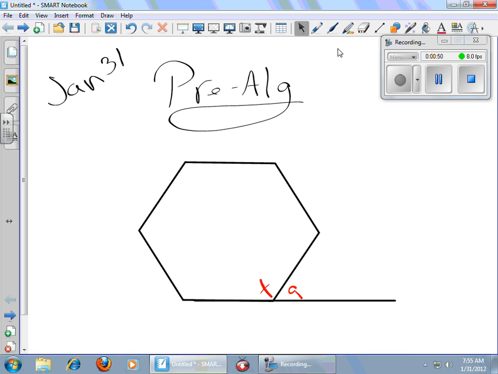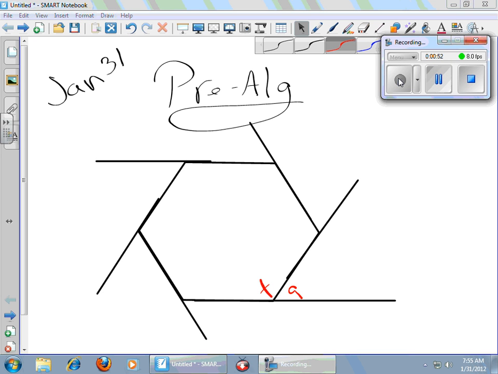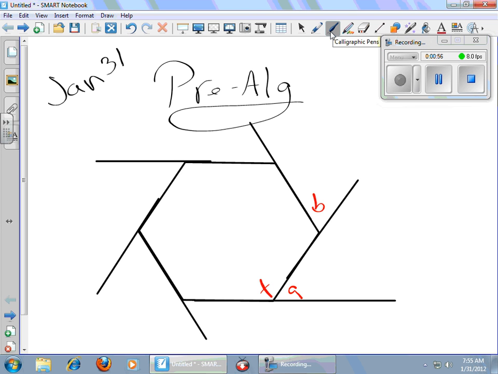So let me draw those in here. Okay, there we go. I have them all drawn in. And so this would be B, this would be C, this would be D, and this would be E, and F down here. Now, right now, you can't solve this problem. I haven't given you enough information.